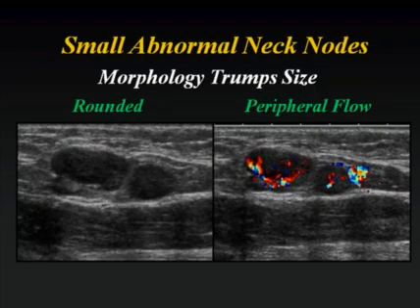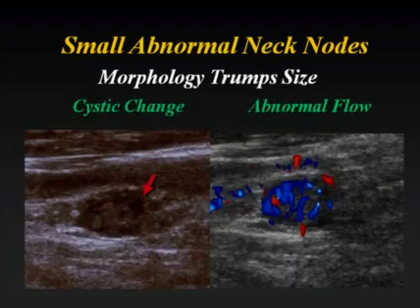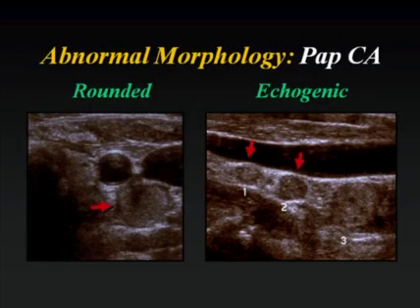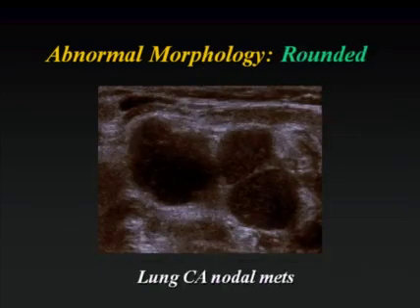And here's an example of a patient with metastatic breast cancer. These are rounded nodes, and instead of having the central flow, peripheral flow. Here is a patient that has metastatic papillary cancer. Notice how irregularly marginated the node is with subtle but demonstrable cystic change within the node and markedly increased flow pattern, not what we would associate with a normal flow pattern. These nodes, compared to the adjacent strap muscles, show increased echogenicity, and they have a rounded morphology. And these two are involved with papillary carcinoma.